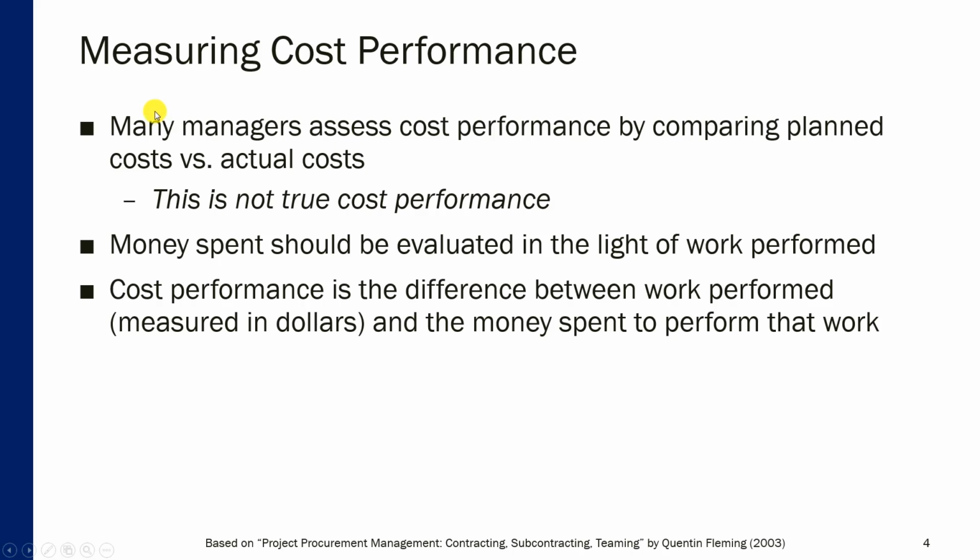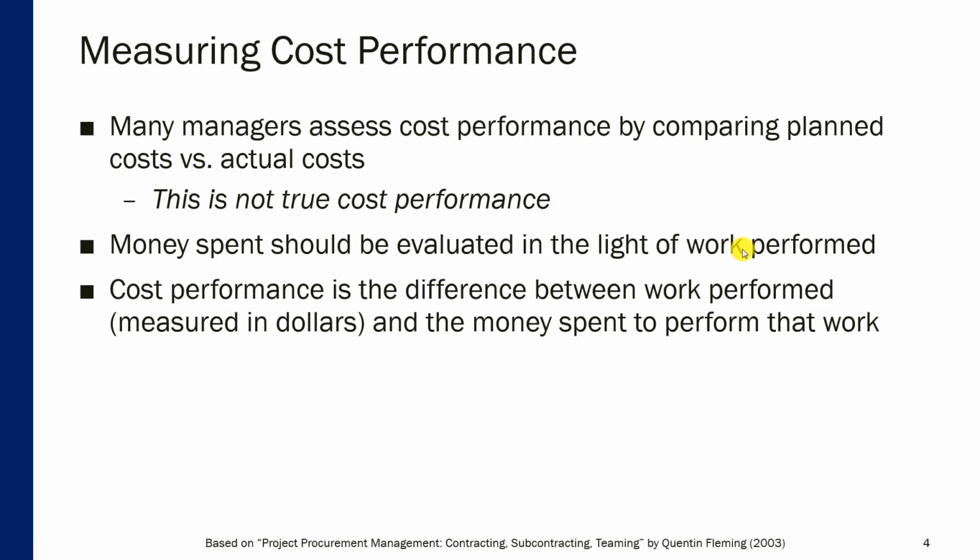Now, one of the most crucial tasks when it comes to administering procurements is measuring cost performance. A lot of managers assess cost performance by comparing planned cost versus actual cost. In other words, how much we were planning to spend and how much we're actually spending. Now, this is not true cost performance. The thing is, money spent should be evaluated in the light of work performed. Without that second component, without that second variable, the amount of money spent is really useless as a metric.